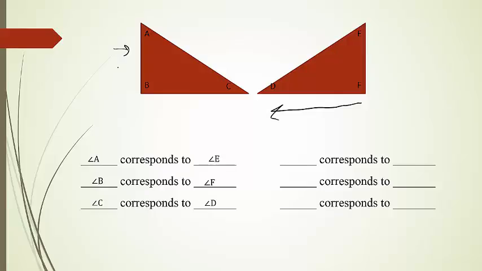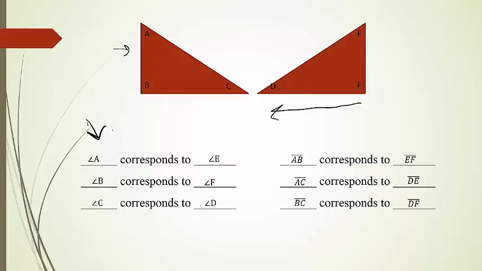So if you notice, a triangle has three angles, so you will have three pairs of corresponding angles. You will also have three pairs of corresponding sides. So I know that side AB, segment AB, will line up with segment EF. Segment AC will line up with segment BE, and segment BC will line up with segment BF.